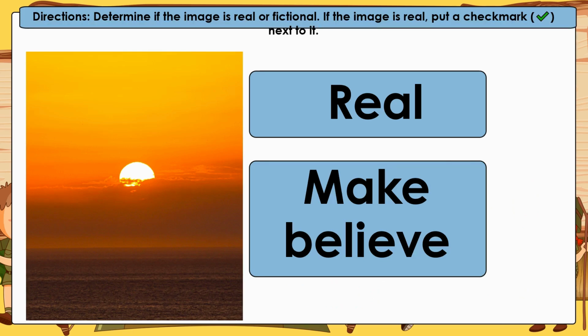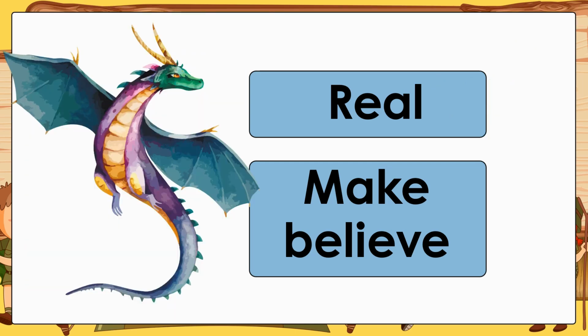Directions: determine if the image is real or fictional or make-believe. If the image is real, put a check mark next to it. Sunrise. Is it real or make-believe? The answer is, it's real. Number 2 is a flying dragon. Is this real or make-believe? The answer is make-believe.